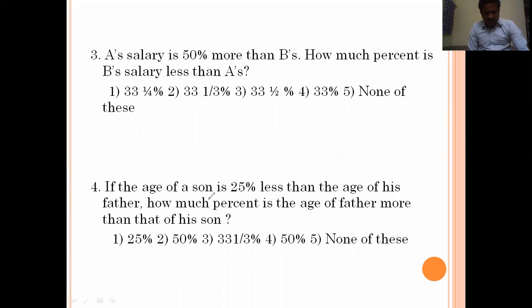Next, if the age of a son is 25% less than the age of his father, how much percent is the age of the father more than that of his son? 25% means 25 by 100, and that value is 1 by 4. Here the less than value is given and we want to find the more than value.